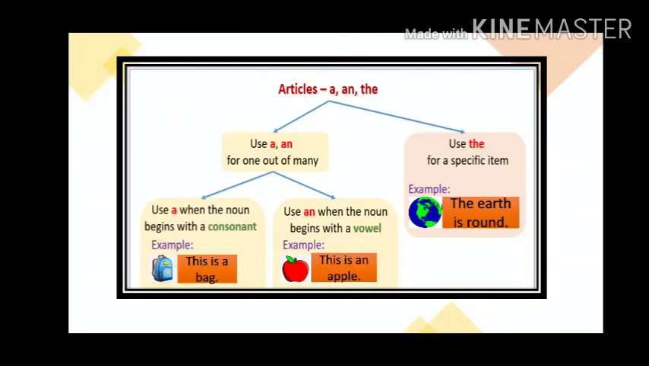So there are three articles, a, an and the. We use a and an for one out of many. Use a when the noun begins with a consonant. For example, this is a bag. Use an when the noun begins with a vowel. For example, this is an apple. Use the for a specific item. For example, the earth is round.